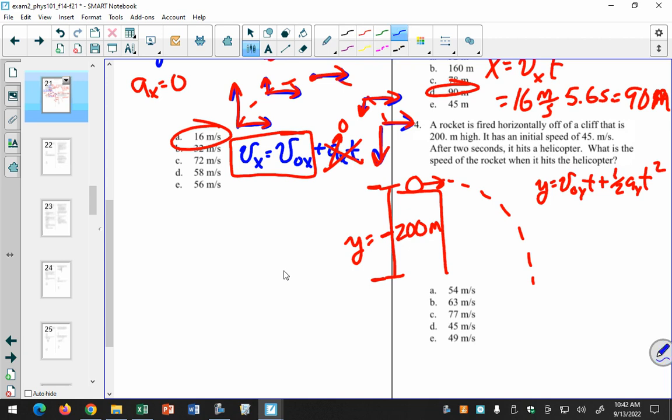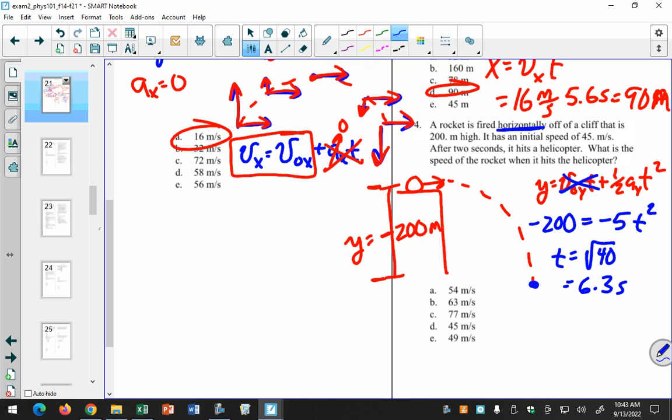This problem's a little easier because v naught y is equal to 0. The reason it's 0 is because it's fired horizontally. That means all the initial velocity is in the x direction. So then I can say minus 200 equals half of negative 10 is minus 5, t squared. So t is the square root of 40, or 6 point something seconds. Actually, I'm going to need that. Square root of 40: 6.3 seconds. So that's how long it takes to get over here.